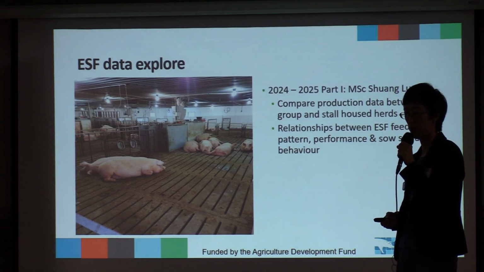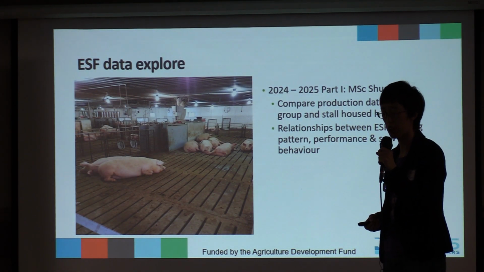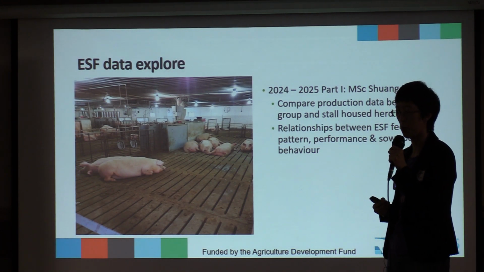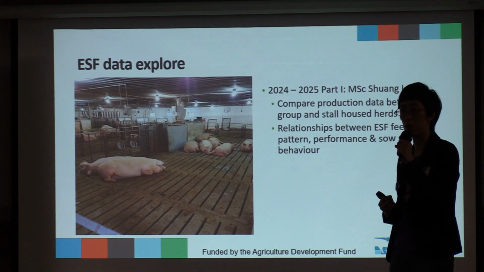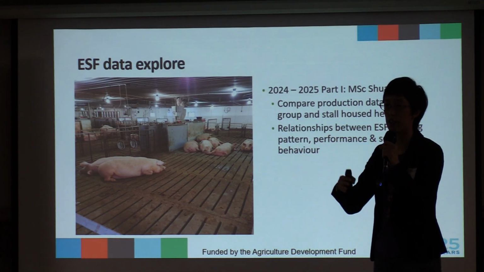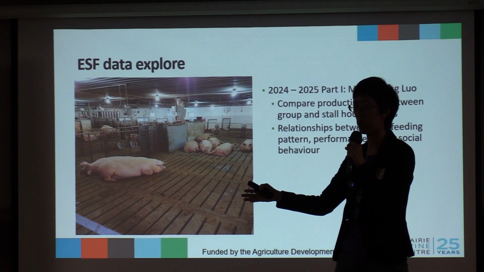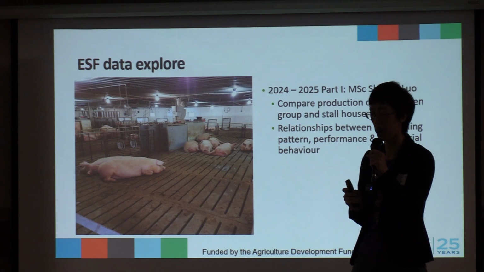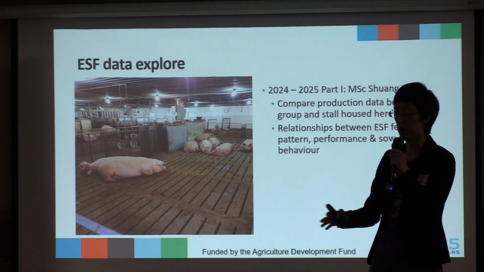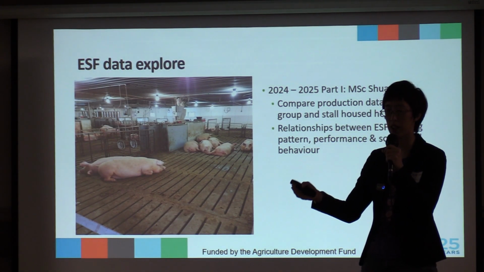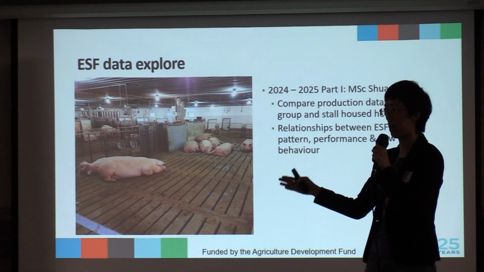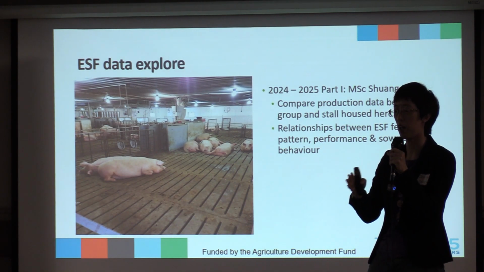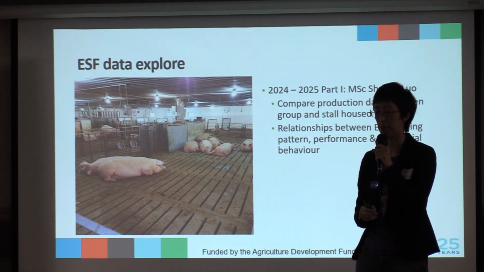Another study that will also soon be starting in fall this year is the ESF data. So we're going to do some exploration on that. We're working with a commercial producer who has herds that they have already transitioned towards group housing, but they also have some herds that are still stall housing sows. So we will then use all the big data we collect from these producers. Then we can compare, under similar management, are there any differences in terms of performance, welfare, etc., between the different herds that have different housing?